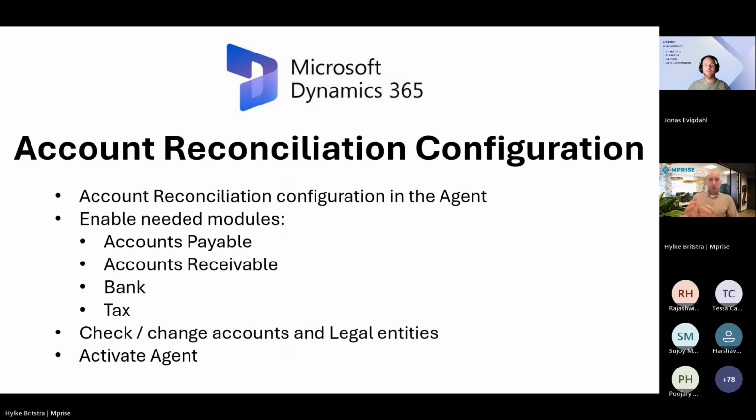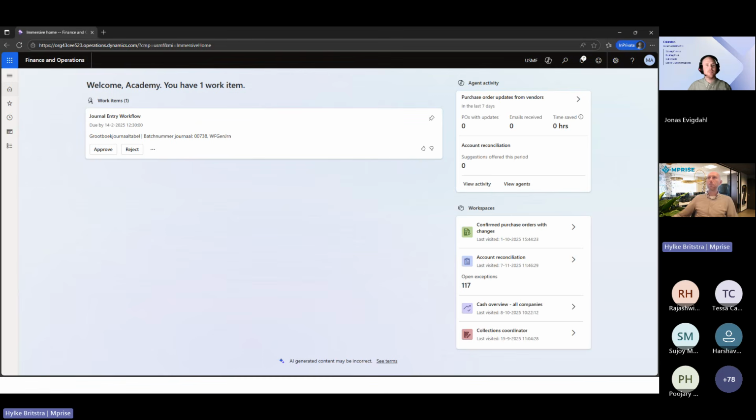And if you are going to use the agent, you can configure it, just like what Jonas showed for the supplier communication agent: the configuration, what is the tone of the email, what should be checked. The same is true for the account reconciliation agent. You can do the setup of what it should check and where.